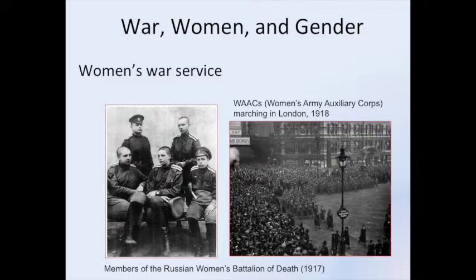It's not a great photograph, but that is a group of them parading in London before they went off to serve. And this vision of women parading in uniform also was deeply disconcerting to a population that was concerned about what was happening to traditional gender roles over the course of the war.